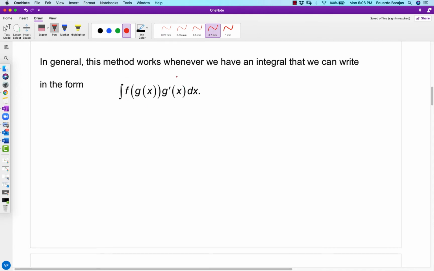So in general, this method works whenever we have an integral that can be written in this form. So it's the integral of f of, so this is a composition of functions. So the g of x is inside the argument of the f function. So let me put it in parentheses like that. So this is f of this function times g prime of x dx, right? Remembering our chain rule.